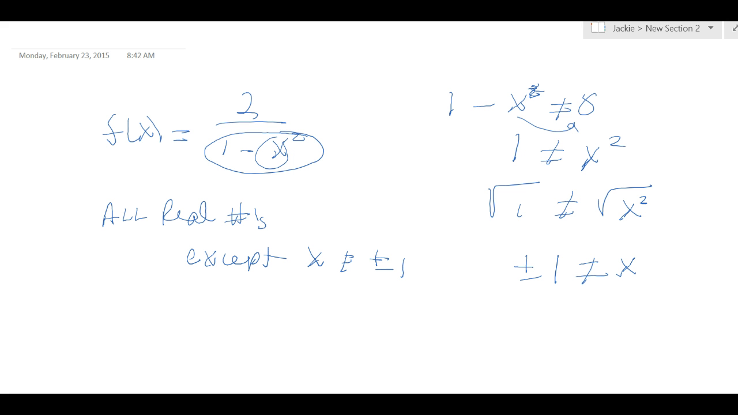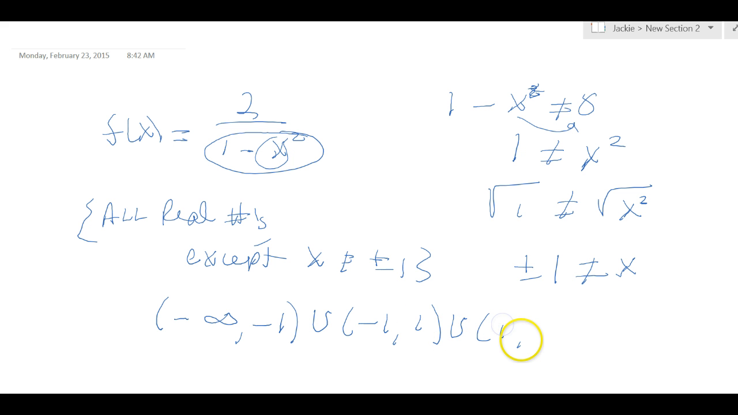So how would I write this in interval notation? We can do everything all the way up to negative 1, not including negative 1. Then we can go from negative 1 to 1, because any number in that interval would work. And then from 1 to positive infinity. These are our union symbols, saying it's this or that. It can be any one of those three intervals for this particular question.